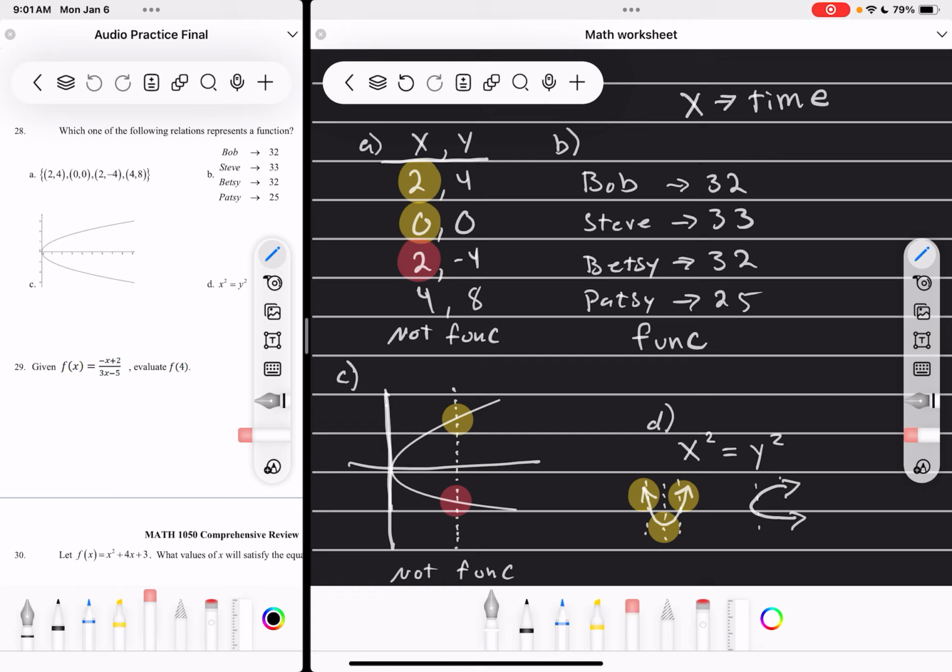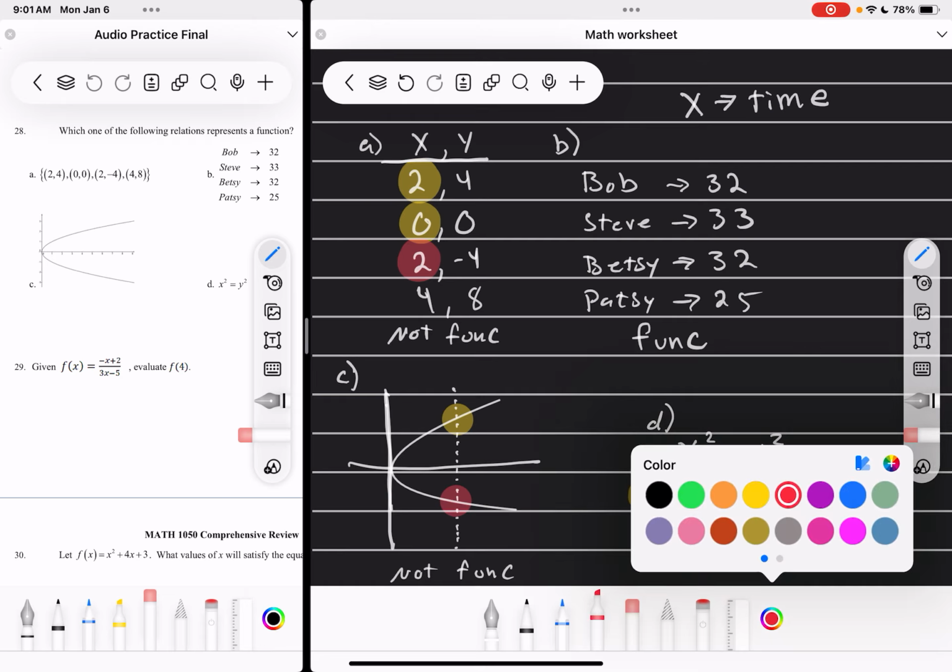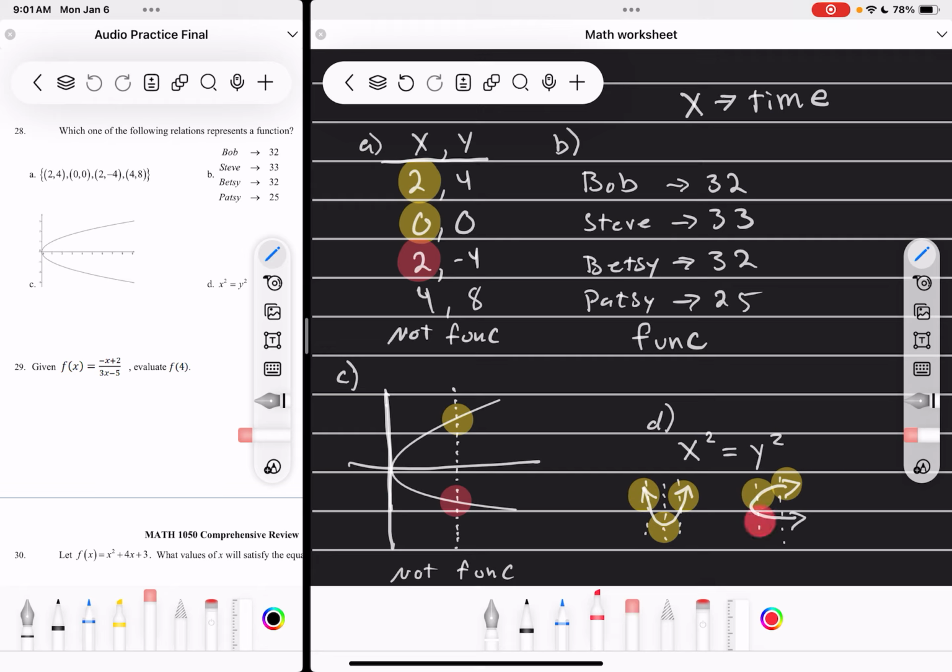And if we do our vertical line test here, these 2 on the top are cool, but these ones on the bottom repeat. Not cool. So essentially, if you have a y squared, not cool. You put something in for x and you get 2 different results for y.